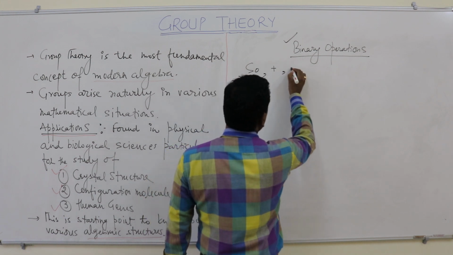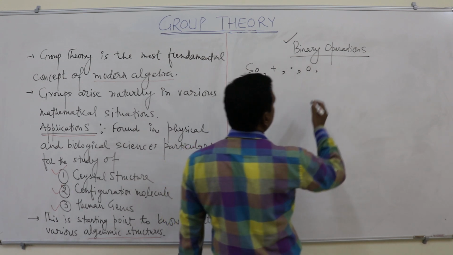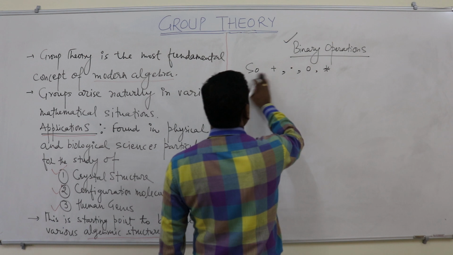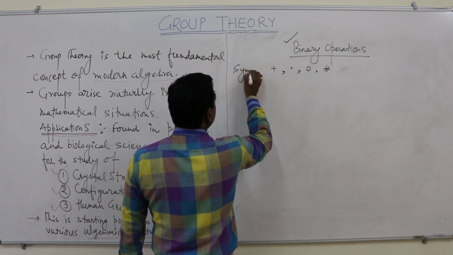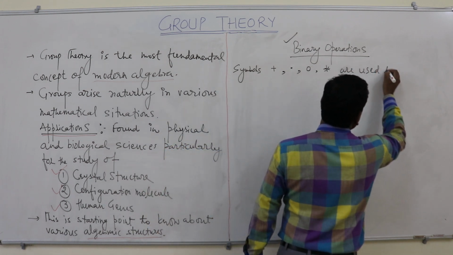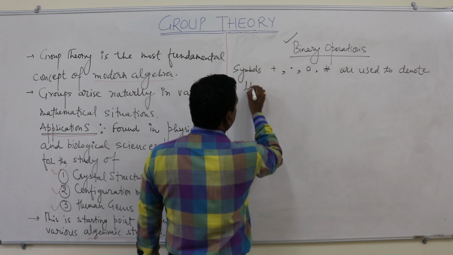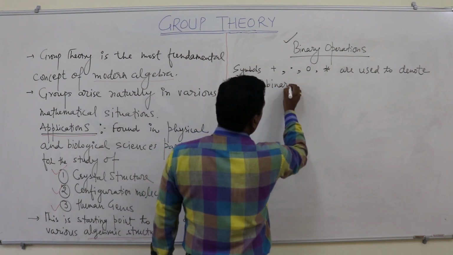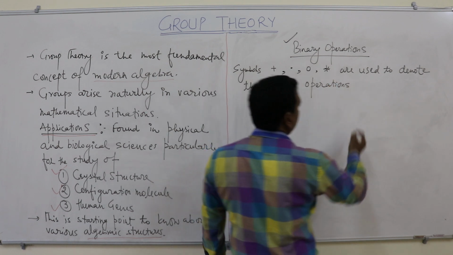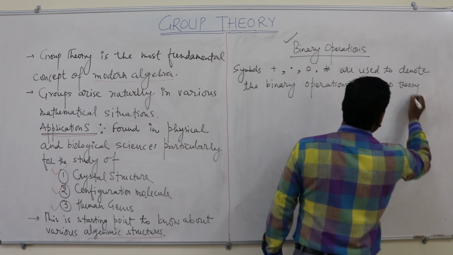Plus, dot, operation, multiplication, these symbols are used to denote the binary operations in group theory.